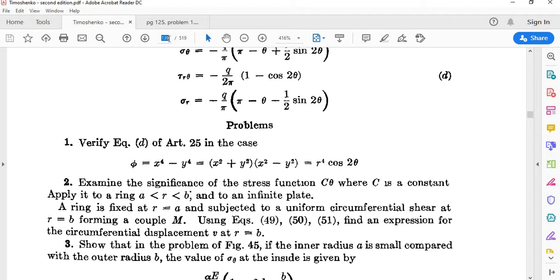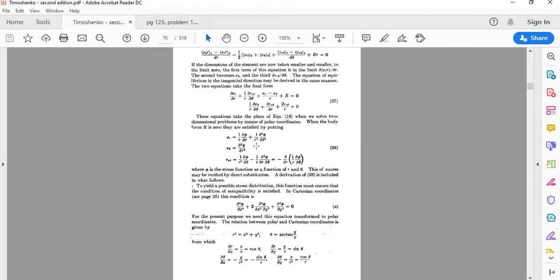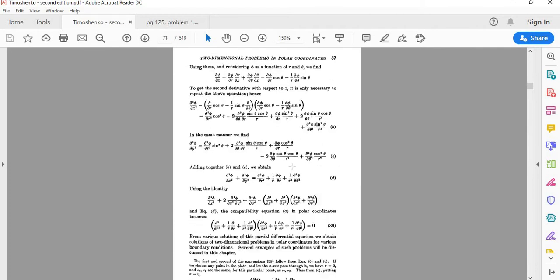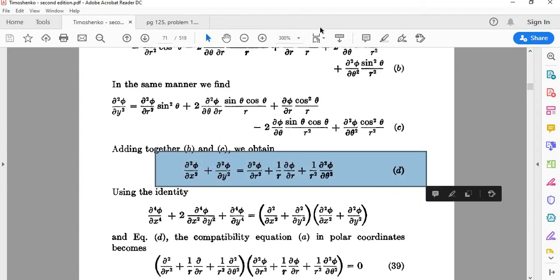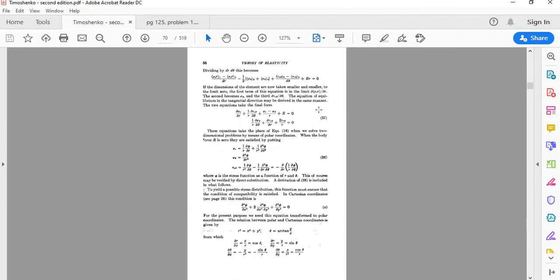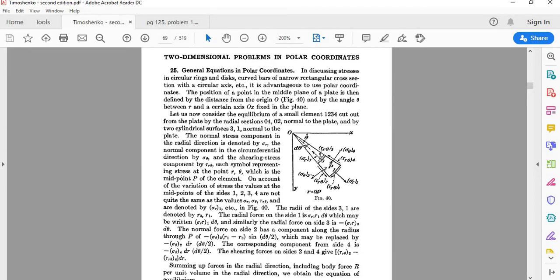So I have the page number, so I will directly type that. So basically you are asked to verify expression D of article 25. Now article 25 is this, which is about the derivation of equations in polar coordinates. This particular lecture I had started in the last class before minor 1 exam, if you remember it.